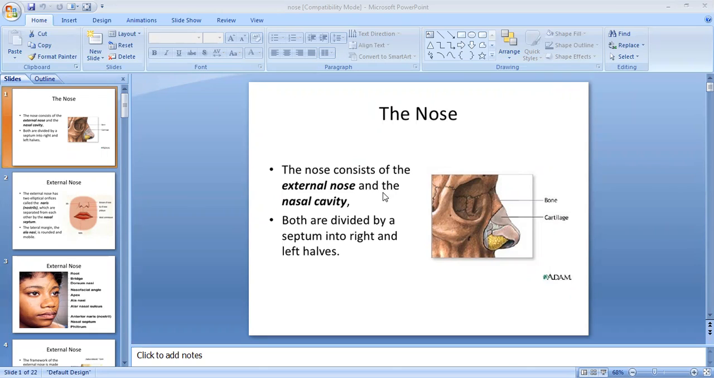The nose consists of the external nose and the nasal cavity. Both are divided by a septum into right and left halves. You can see this is the external of the nose, and inside the nose we have two cavities, one on the right side, the other on the left side. Both the cavities are separated by a midline partition, and that is the nasal septum.